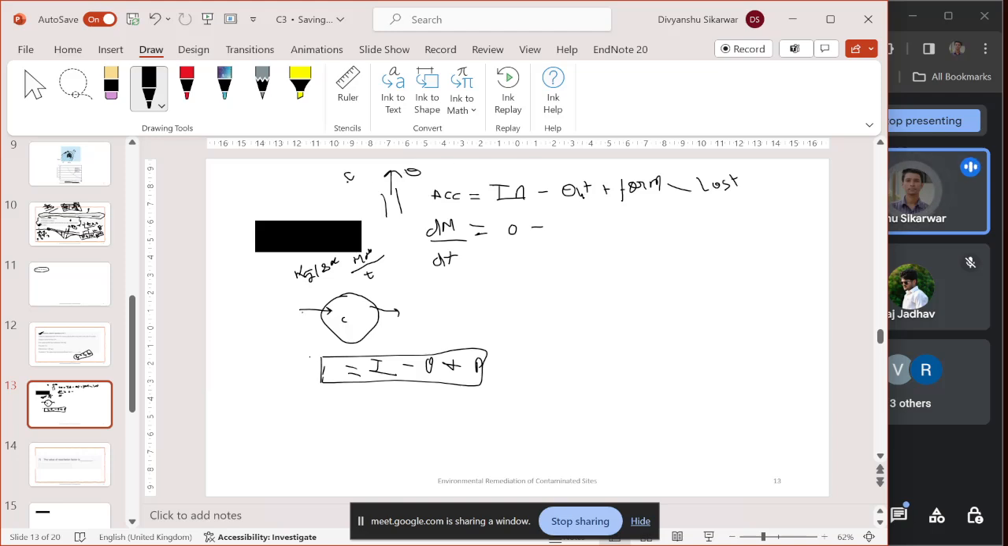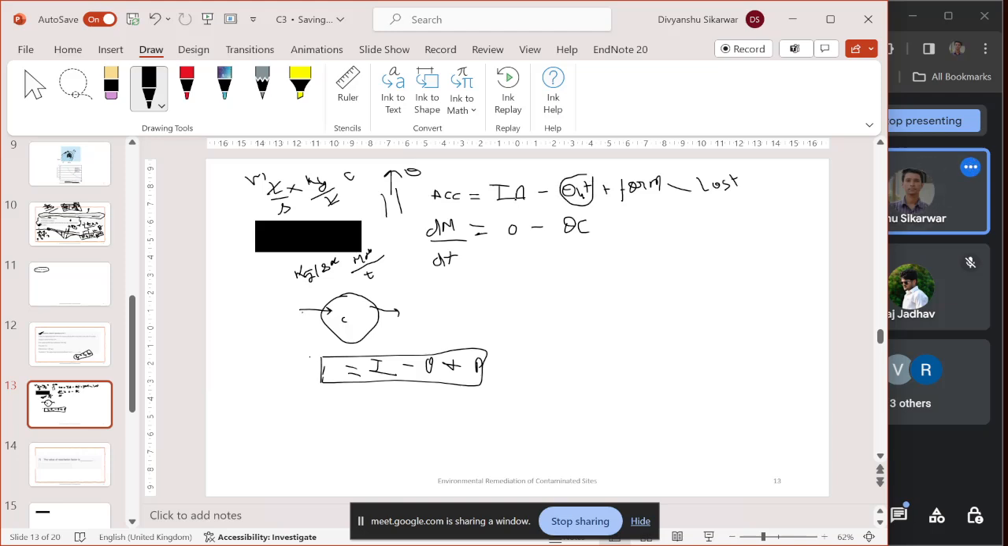We have to multiply Q and C, right? Q is meter cube per second or liter per second, and C is kg or milligram, whatever you want to take, milligram per liter or kg per liter. So liter will cancel out, kg per second. So we will have Q into C. Q into C will give us the mass per unit time, how much mass is extracted per unit time, which is this out.